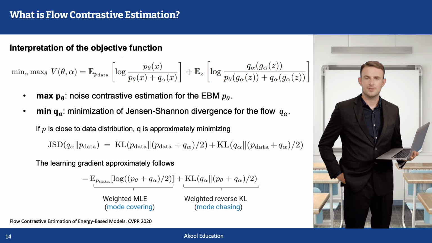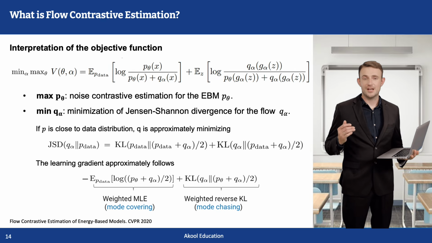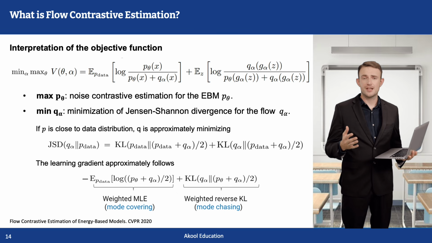Let's break down what each term means in the objective function of flow contrastive estimation. When we maximize with respect to the energy-based model P, we are effectively performing noise contrastive estimation. The energy-based model learns to assign higher probability to real data and lower probability to flow-generated samples. When we minimize with respect to the flow model Q, the flow is trained to minimize the Jensen-Shannon divergence between its own distribution and the data distribution.